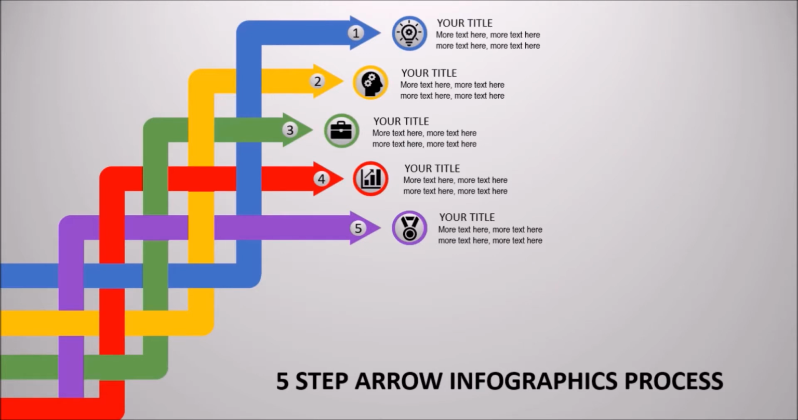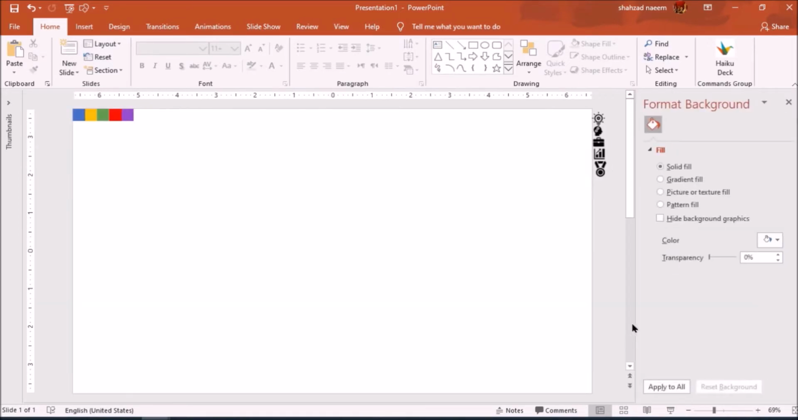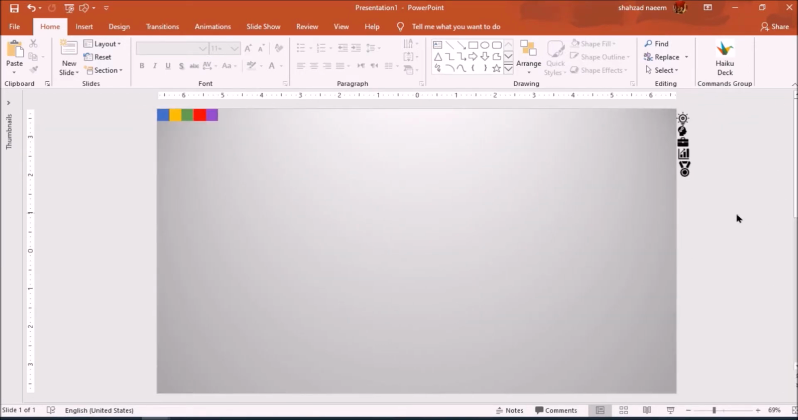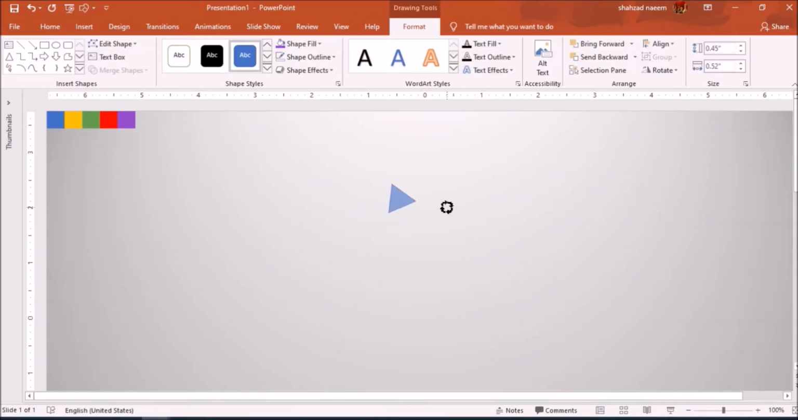Without further delay, let's start our today's tutorial. As you can see, I have already opened a new PowerPoint page and I'm going into format background. I have selected this gradient background, and let's select this triangle here and draw it here, and let's rotate it holding the shift key so we can have it proper aligned.